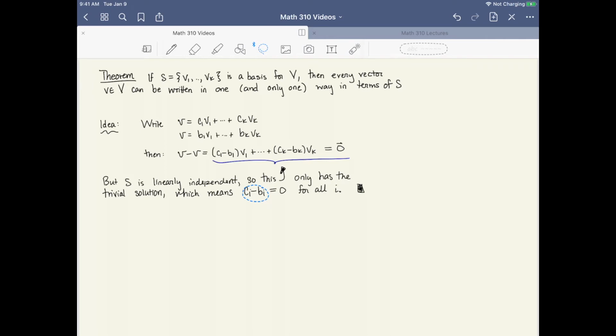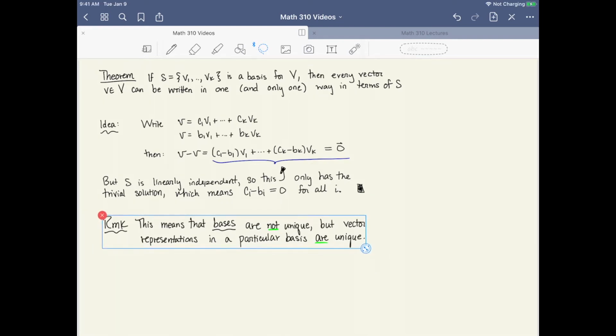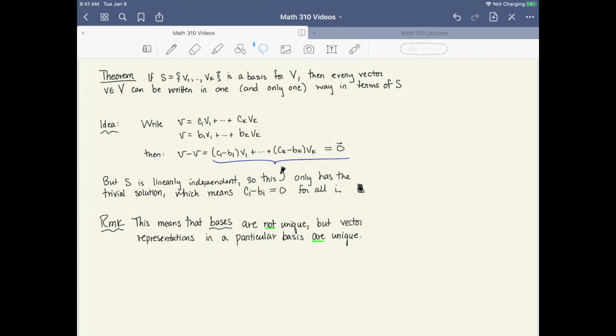But what does that mean? That means all of the ci's equal all of the bi's, which meant that actually these were the same expression to start with. Either way, you've shown that your expression in terms of this basis is unique. So that's the important remark to jot down. Bases themselves are not unique. In the previous examples that we did, we looked at non-standard bases for R2. But once you fixed a basis, the representation of your vector is unique.